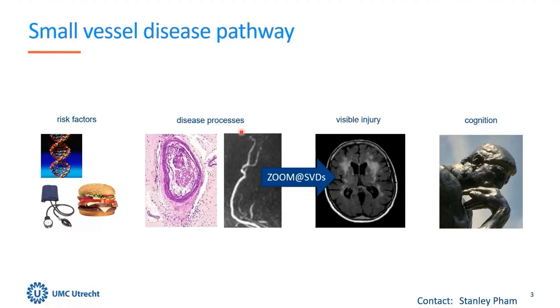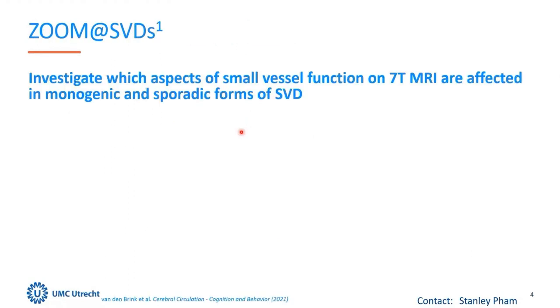So here in Utrecht, we started the ZOOM@SVDs study, which had as its main goal to investigate which aspects of small vessel function, measurements of the state of these vessels on 7-Tesla MRI, are affected in several forms of small vessel disease. In this case, a genetic variant and a more or less acquired variant, which does not have a real defined etiology, whereas the genetic variant obviously originates from a mutation.